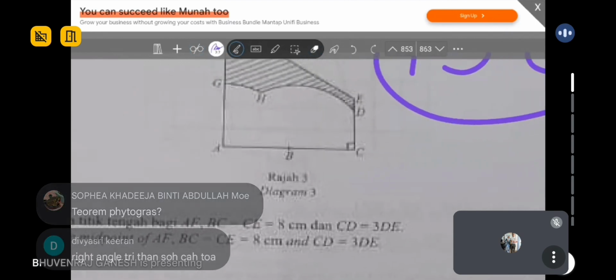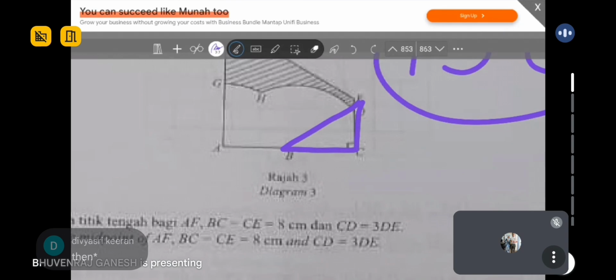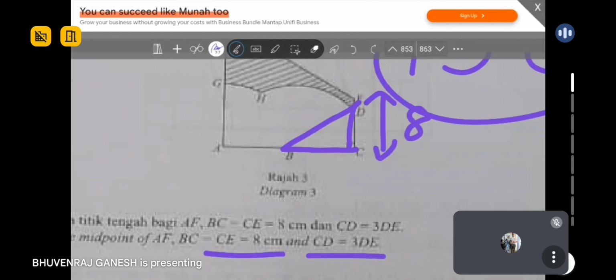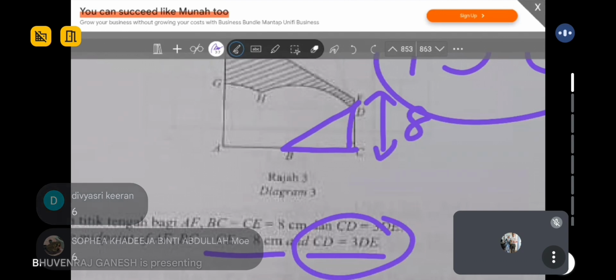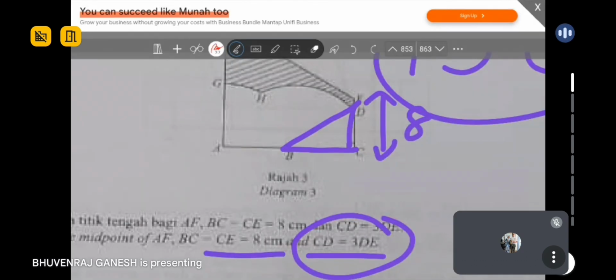Theorem Pythagoras, okay, very good. It's a good starting point, correct? Okay, so guys, you analyze all the information you have. Okay, so CE equal to 8. Okay, so you label 8. CD is 3DE. Okay, Sophia, boleh bagi tahu saya CD berapa panjang berdasarkan nisbah ni? What is the length for CD? Okay, very good. Okay, the length of CD is 6. Okay, so the smaller part. Okay, CD over here is 6.